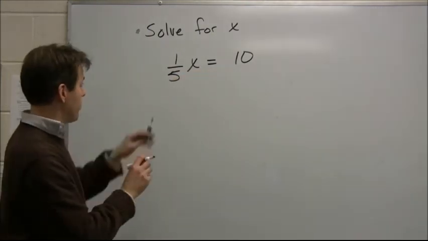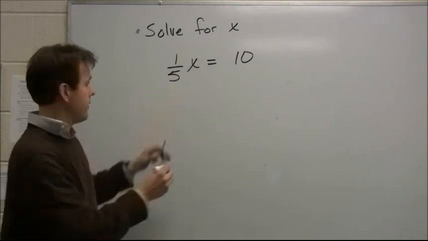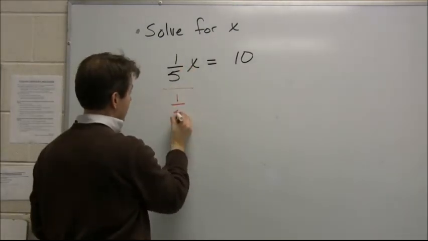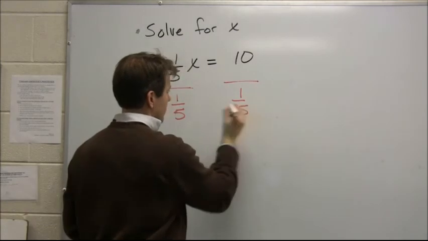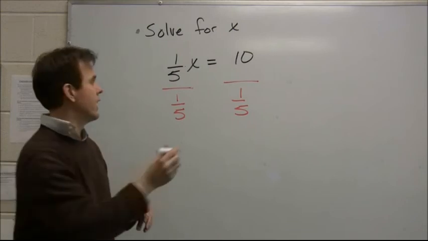So how do I get rid of this 1/5? I have two ways I can do it, right? I can either divide by 1/5. That's multiplication, right? I can divide both sides by 1/5. The problem here is that we have a complex fraction now over here on the right.